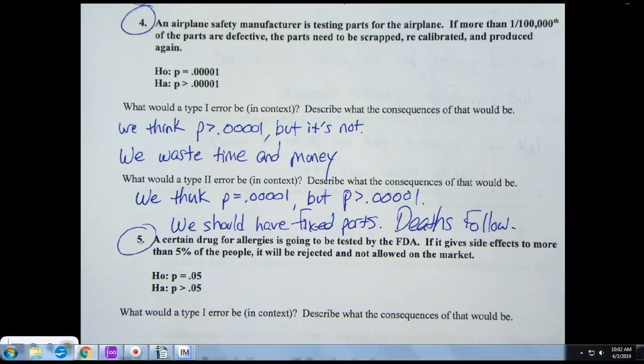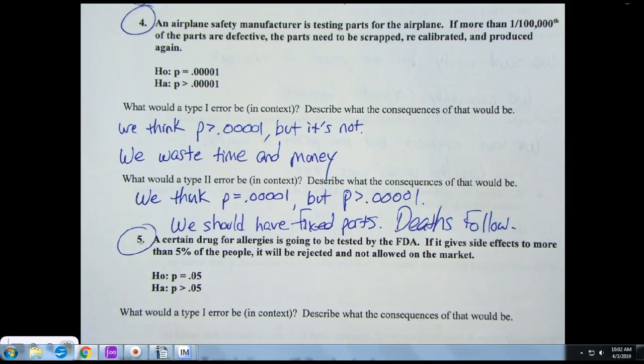Type 1 would be we think Ha, but it's Ho, which means I think the parts are bad. So I go through all that process and fix it, but I didn't need to, so it's just a waste of my time and money. Type 2 would be I think Ho, but it's Ha. So I thought everything was fine, but really the parts are screwed up. So I'm putting people on planes with parts that are screwed up.